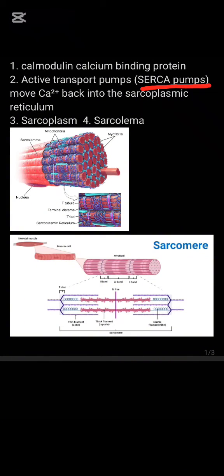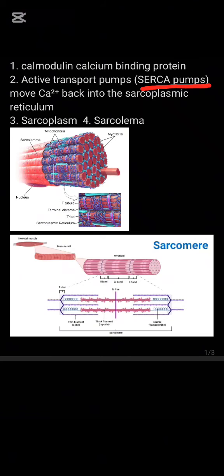Is it clear? When the muscles move back from the contraction stage to the relaxed form, or recover from that contraction stage, then what will happen? This SERCA pump: SER is smooth endoplasmic reticulum, CA is calcium, SERCA pump. These are actively transporting the calcium back into the sarcoplasmic reticulum. Must keep it in your mind.